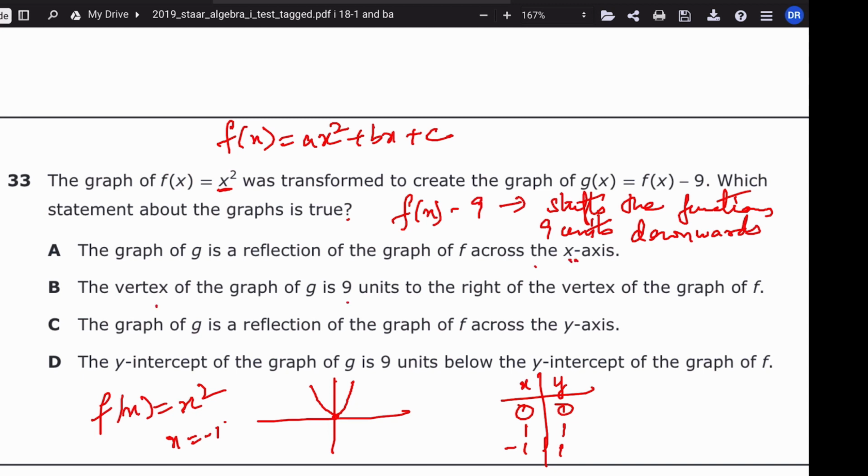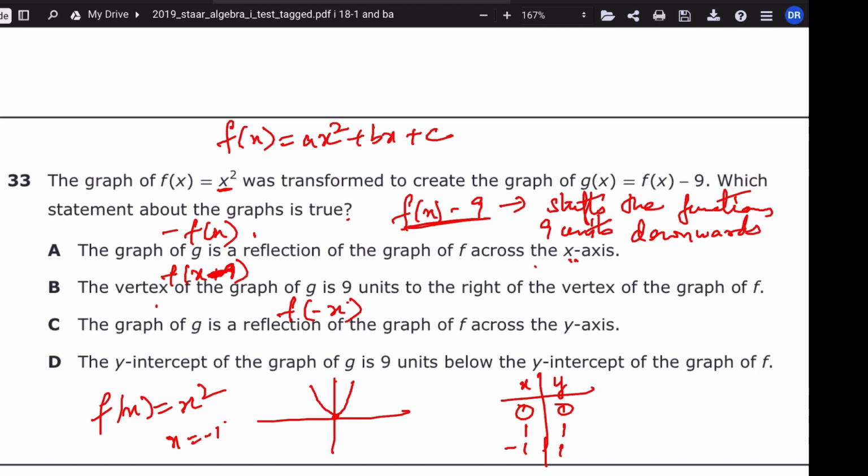Now, the vertex of the graph g is 9 units to the right of the vertex, meaning it is written as x minus 9. And if this is a reflection of the graph, it becomes minus f of x. But over here you have f of x minus 9. And the graph of g is a reflection of the graph of f across the y-axis; if it is across the y-axis, it becomes f of minus x. So all are different.